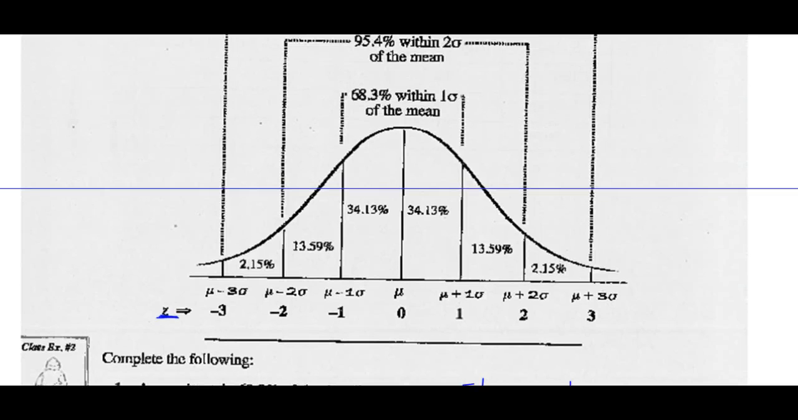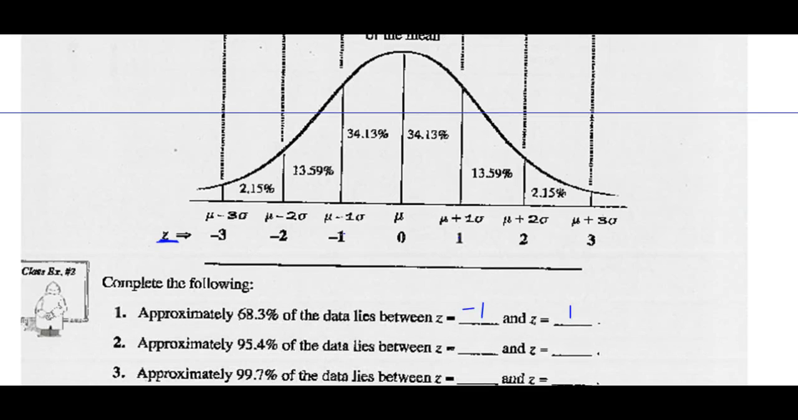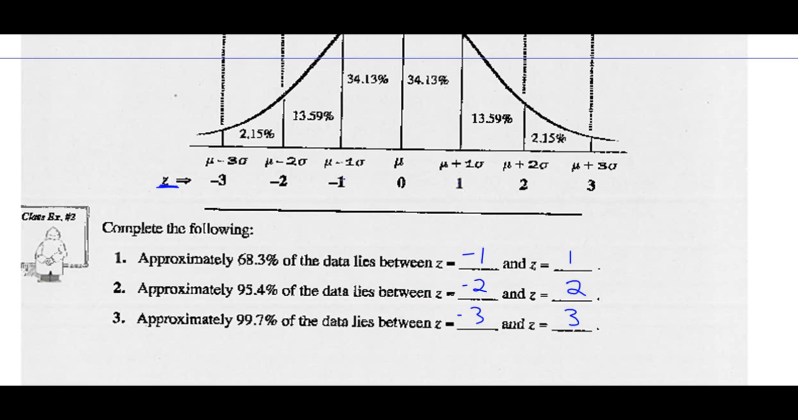Complete the following. Approximately 68.3% of the data lie between z-scores of -1 and +1. Right? If you look up here, 68.3% of the data is between -1 and +1. Approximately 95.4% of the data lie between a z-score of -2 and a z-score of +2, and about 99.7% of the data lie between z-scores of -3 and +3.